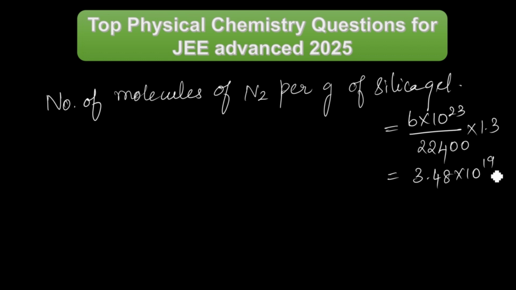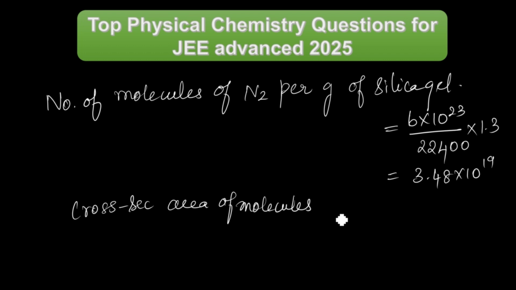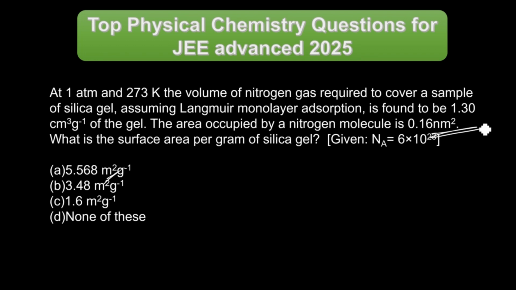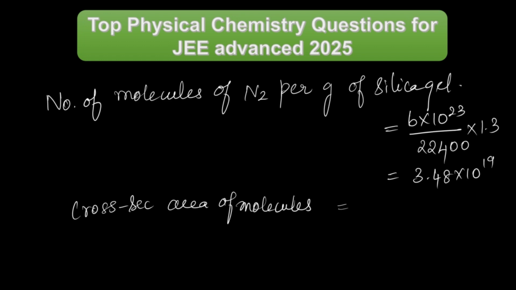Okay, so now we know the number of molecules. Next we are going to find the cross-sectional area of the molecule. Then only we can find the total area covered by it, right? Cross-sectional area, is it given? Yes. So that is 0.16, which can be converted to 1.6 into 10 to the power minus 19 meter square, because it is given in nanometer square.